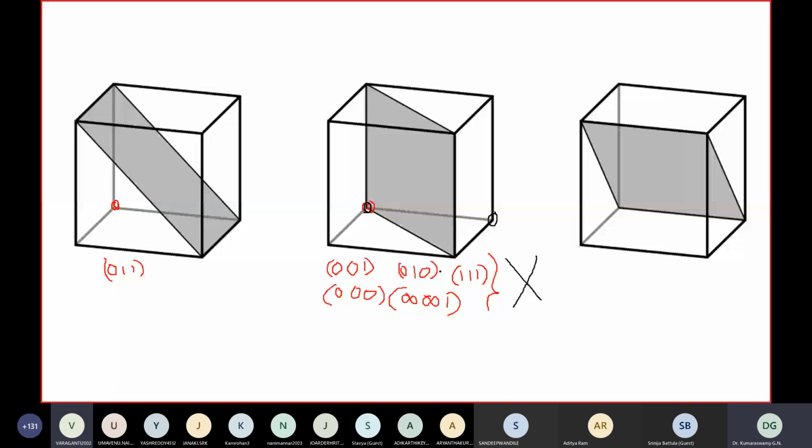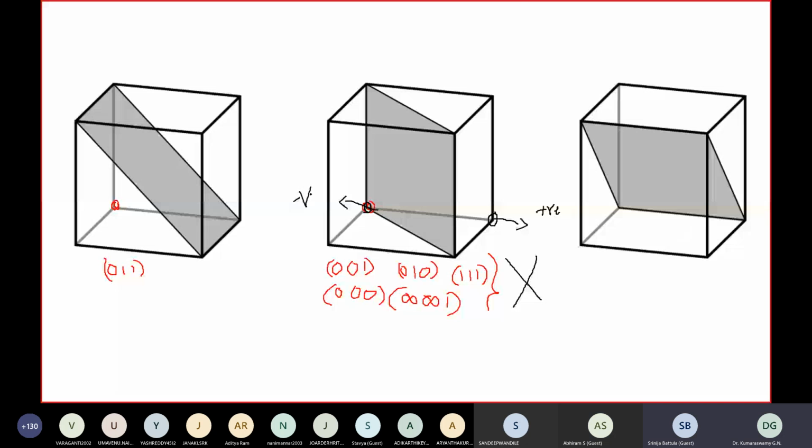This is the y-axis, this is the x-axis, this is the z-axis. The plane is parallel to z. It cuts the y-axis at 1, the x-axis at minus 1. This is the positive x-axis, and this is the negative x-axis. Right?